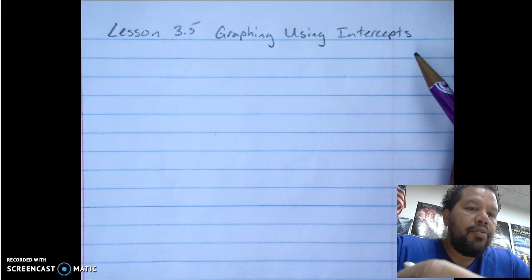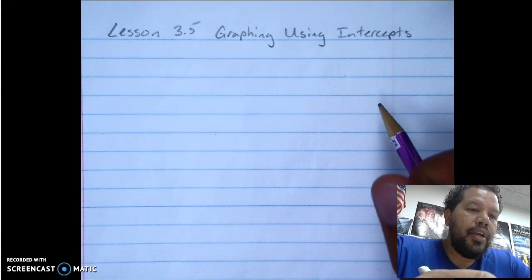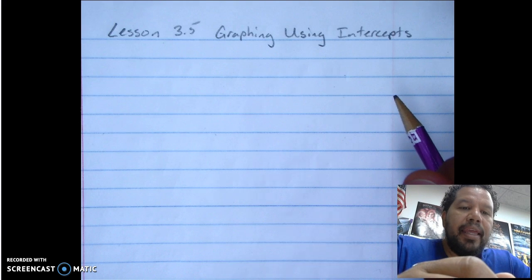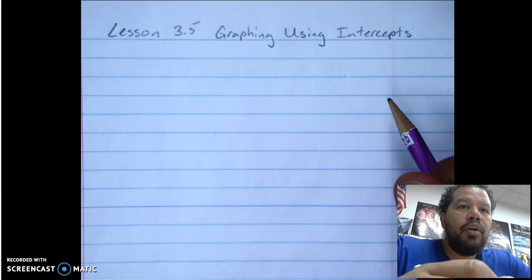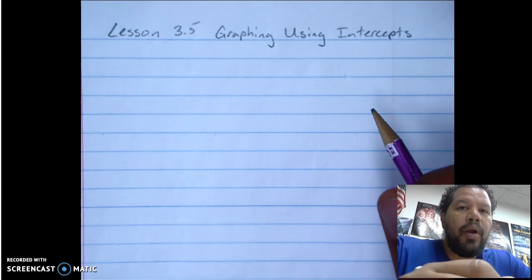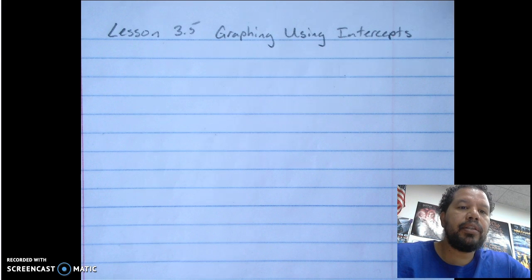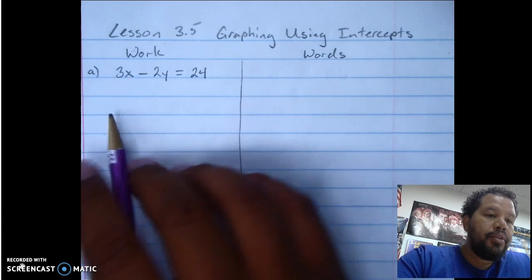Lesson 3.5, Graphing Using Intercepts. So the goal of this video is that by the end, you should be able to find the x-intercept and the y-intercept and then graph a line on a coordinate plane. So let's get started.